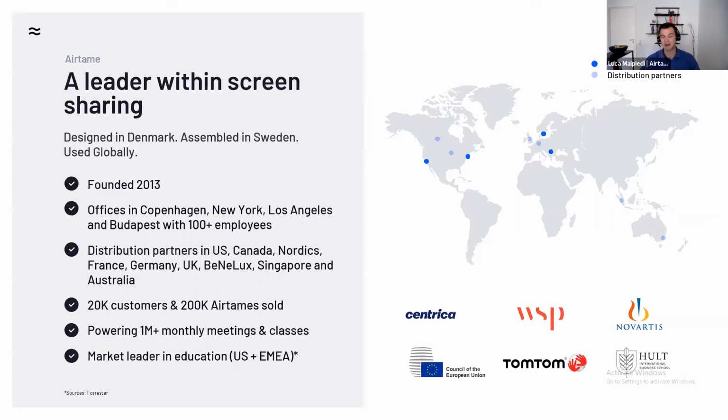We were founded in 2013 and have grown almost 100% year on year on average since then. We now have our HQ in Copenhagen, but we also have offices across the globe. In New York, we have a large office with about 20 salespeople. In Los Angeles, we have another office, as well as an office in Budapest. We also have distribution partners on a global scale, obviously with our recent addition of Northamber to the portfolio of channel partners. Beyond that, we also have presence in the US, Canada, the Nordics, France, Germany, Benelux, Singapore, and Australia.